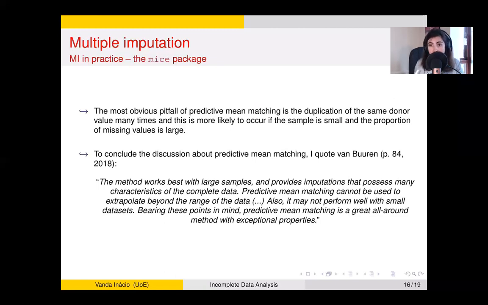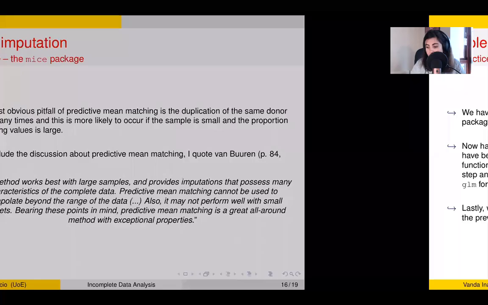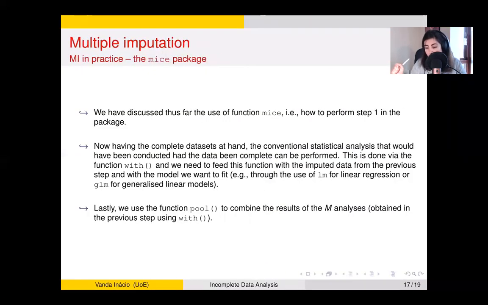Okay, and that's why he shows predictive mean matching to be the default in mice. And so far we have discussed what mice does when we have one variable with missing values and that variable is continuous, right? Then once we have imputed, we go to step 2 and we use this function with, and here in with then we can use functions.